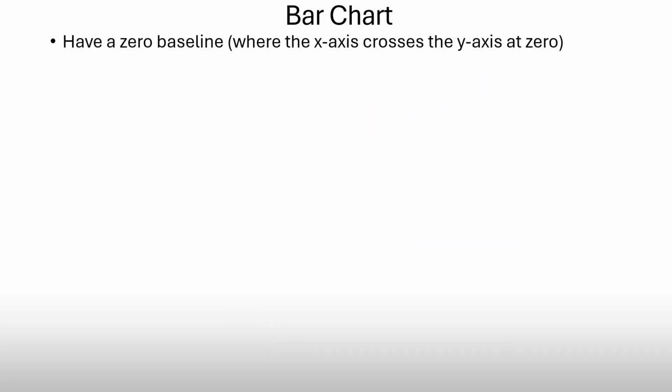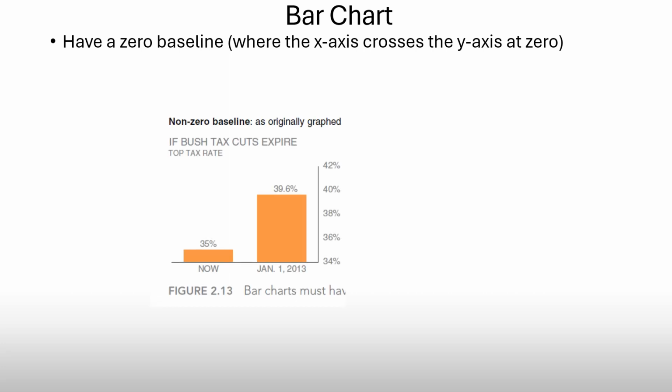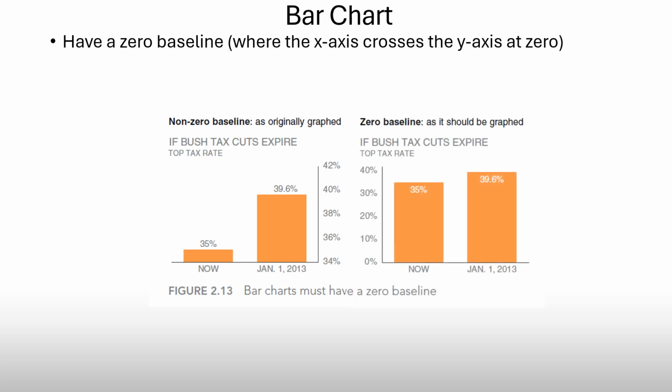When dealing with bar charts, we must have a zero baseline. This is where the x-axis crosses the y-axis at 0. Here in this first bar chart, we see the baseline is 34%. In the second chart, we see the baseline is at 0%.